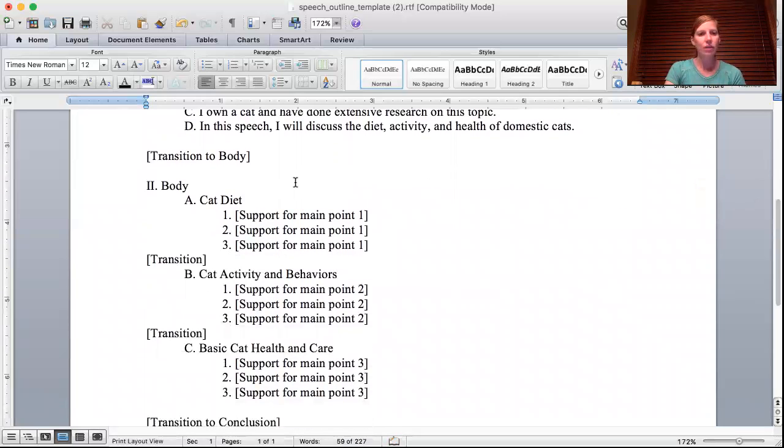The other thing, transitions, and I'm going to talk about transitions a little more in a minute. For the transition to the body, we'll start by saying, let's first look at the diet of cats. In preparation outlines, you always want to use complete sentences. Notice we did that for this.